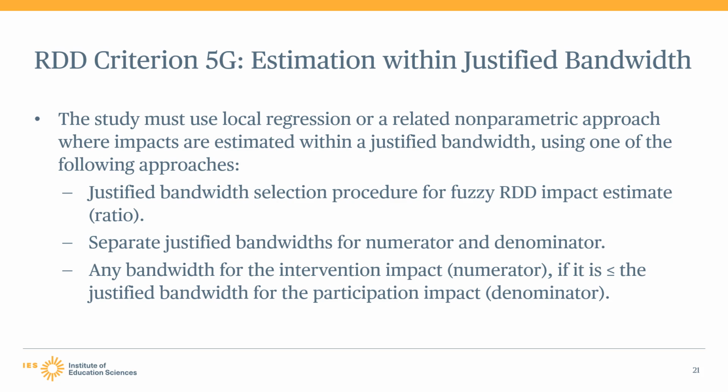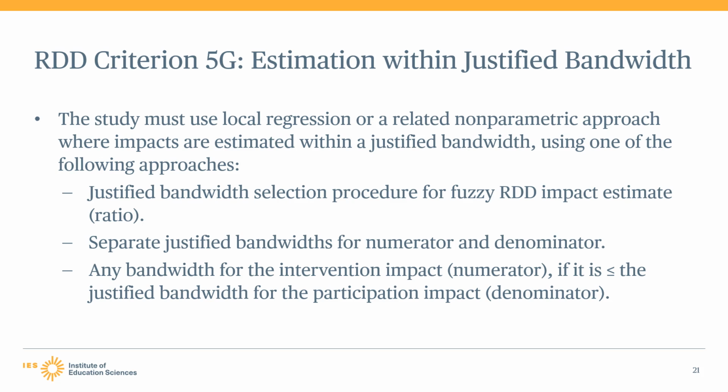So, in the context of RDD Criterion 5G, the study must apply the justified methods using one of three approaches. The first acceptable approach is that a justified bandwidth selection procedure is used for the fuzzy RDD impact estimate, namely the impact ratio. Another acceptable approach is when the authors use separate justified bandwidths for the numerator and denominator, as long as both are selected using a justified approach.